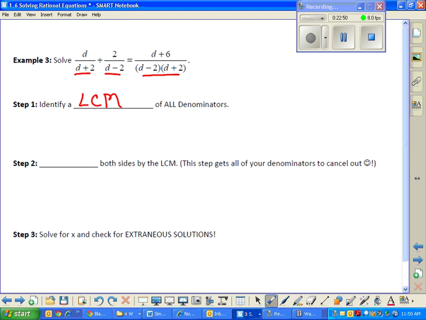So I bring down the denominator that's furthest to the left. Compare it with the factor on the right, and I didn't write d minus 2 yet. I need that. And then when I compare this with the denominator furthest to the right, I have d minus 2d plus 2.